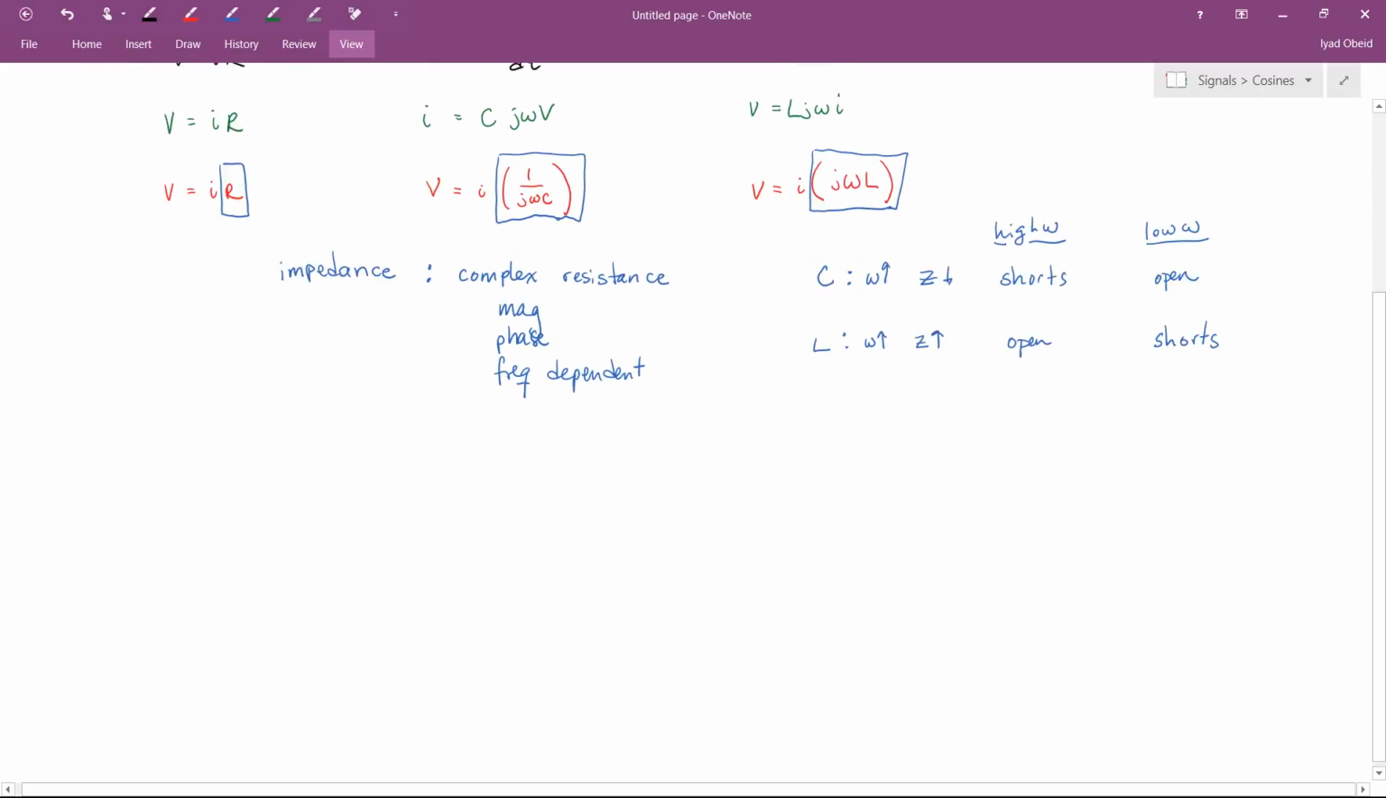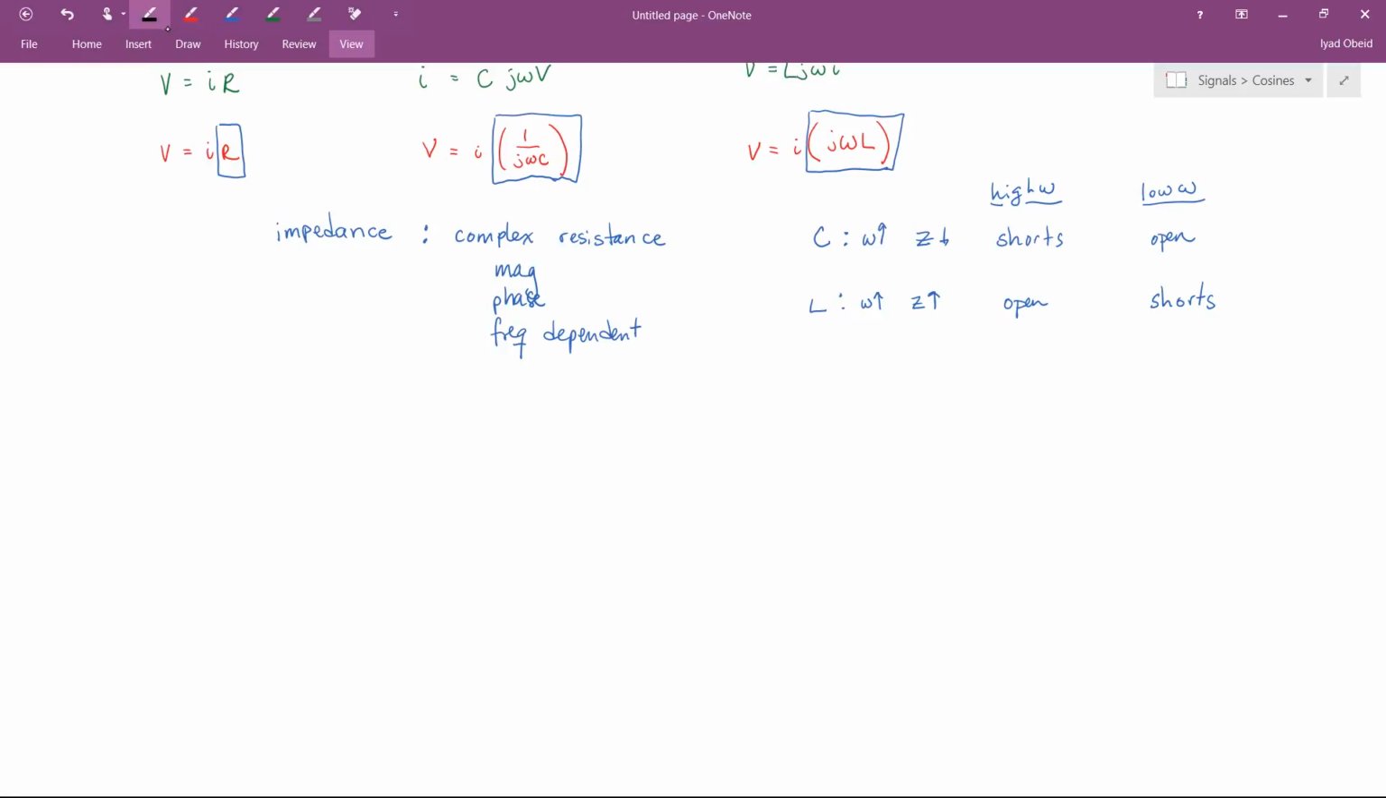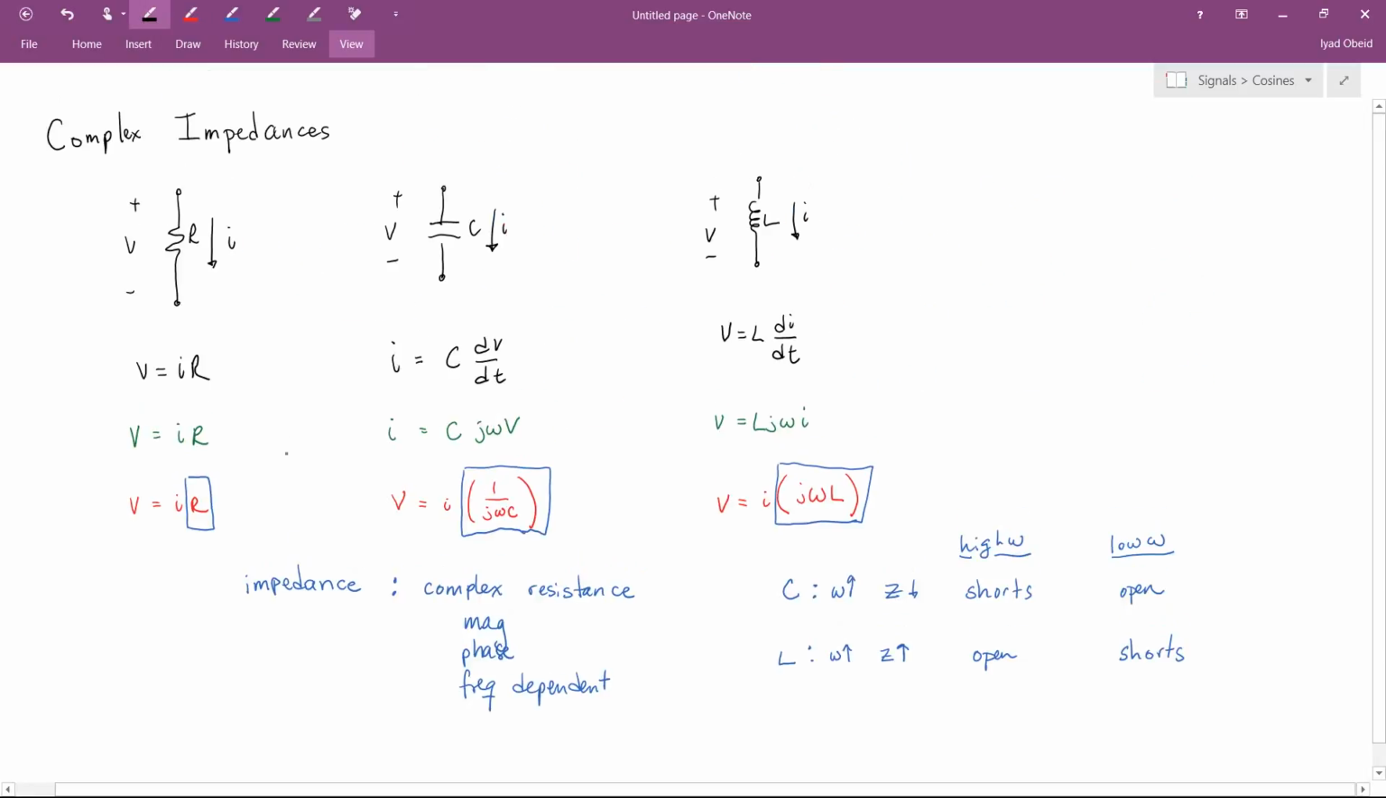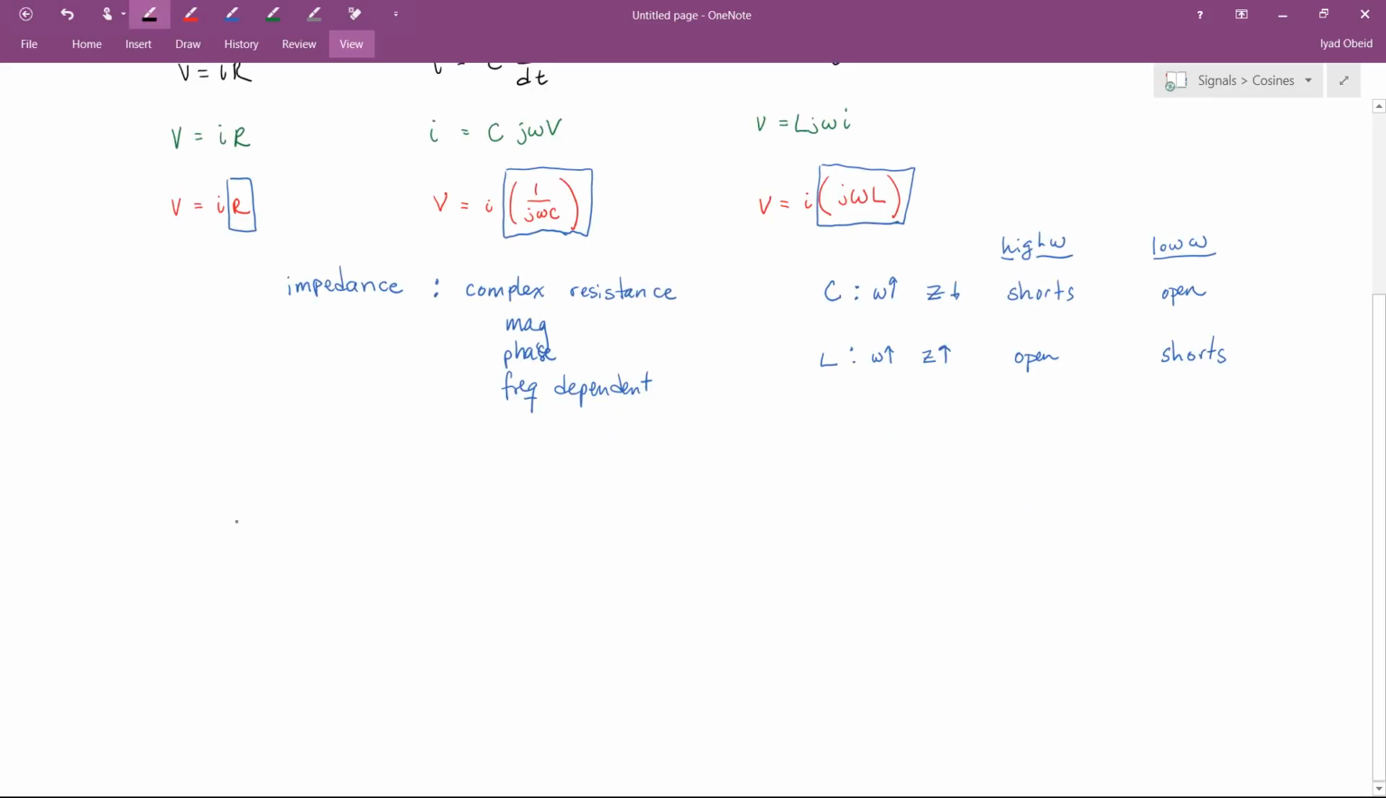Now, look how helpful this can make analysis. Let's go ahead and redraw our RC filter from before. So resistor, capacitor.